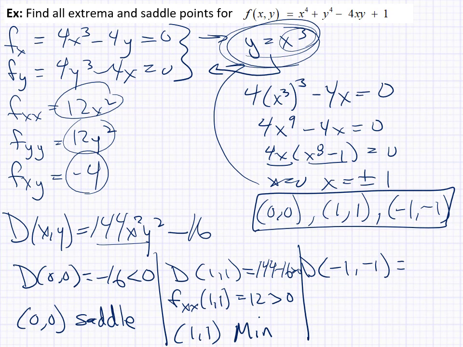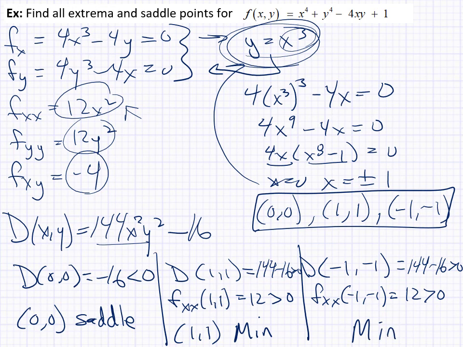Then -1, -1 into the discriminant would give me the same thing, 144 minus 16. So that's positive. So now I'll look at fxx at -1, -1. And fxx is going to give me 12, which is positive. So that's going to give me another min at -1, -1. So I got a saddle and 2 mins now in this particular one.